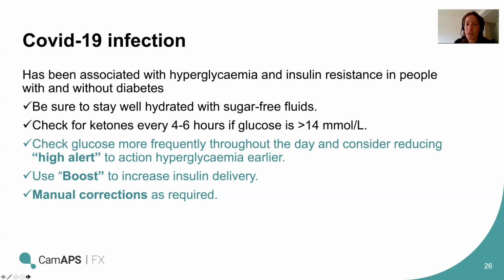Consider again reducing the high alert. We know that people might be a bit more prone to ketosis, especially if they're more insulin resistant. So again, thinking about if your high alert is normally up at 18, 20, maybe bringing that down to about 14 when you might want to be actioning or checking ketones just as a prompt.